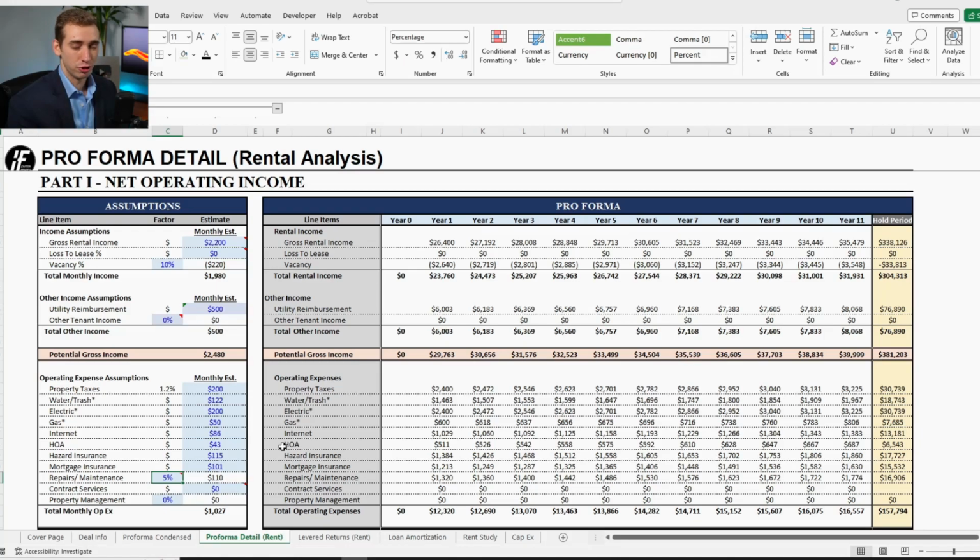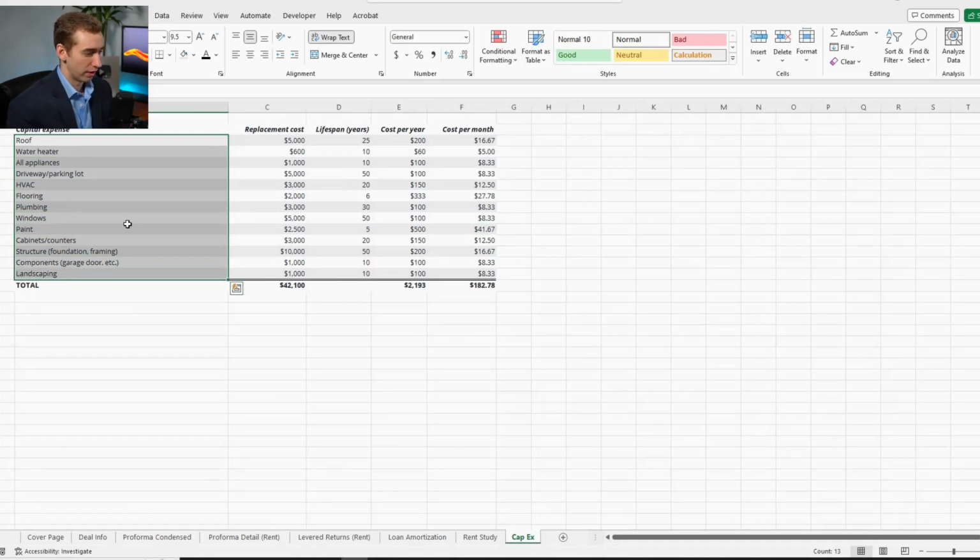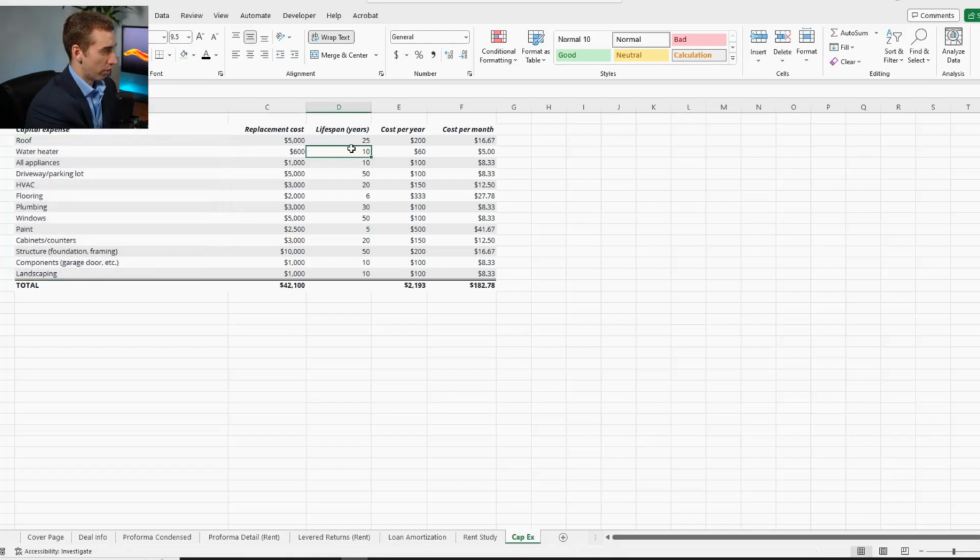But effectively, what you should really do is go through an in-depth CapEx breakdown, and I'll show you what that looks like here. Go through your list of capital expenses, the flooring, the HVAC, all that kind of stuff, and determine what stage of life it's in. So for example, let's say the water heater is a 10-year lifespan unit and the property is 9 years old.